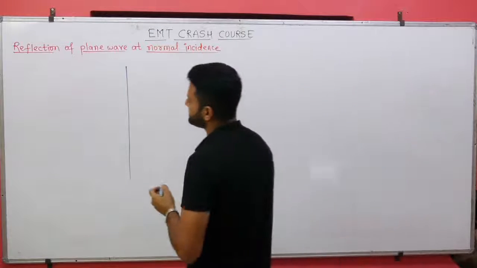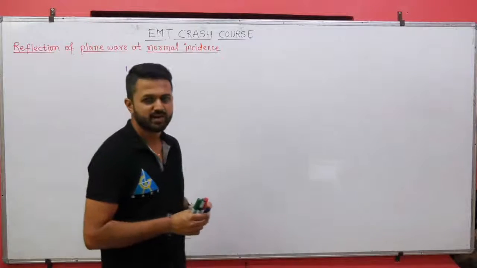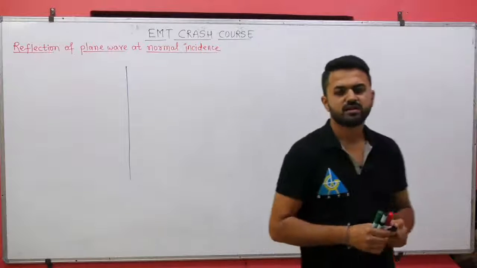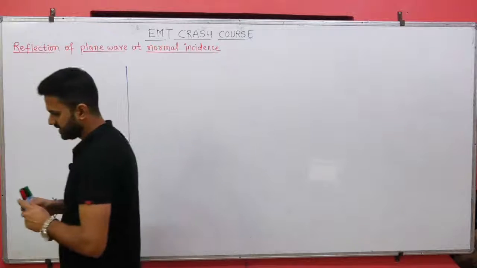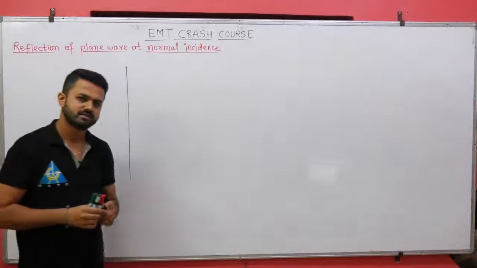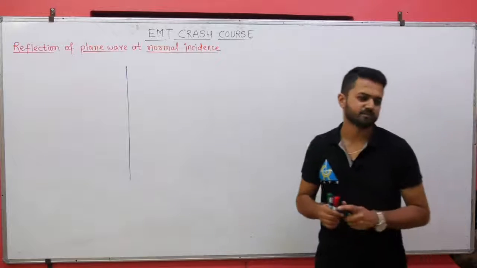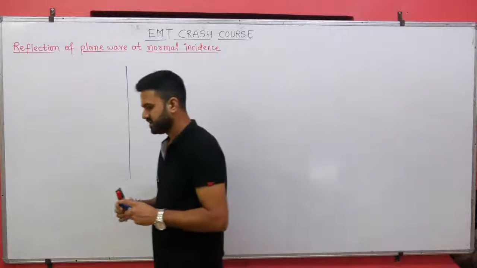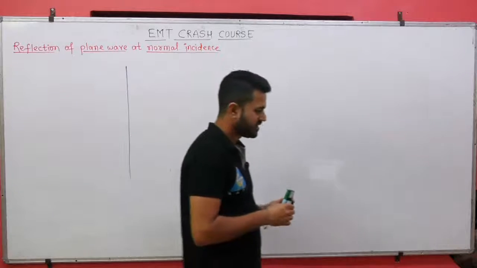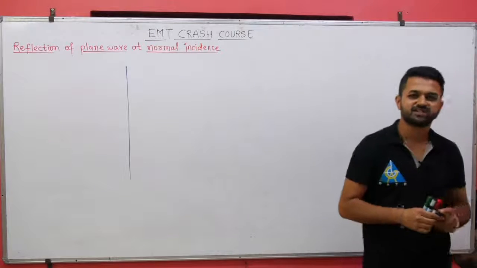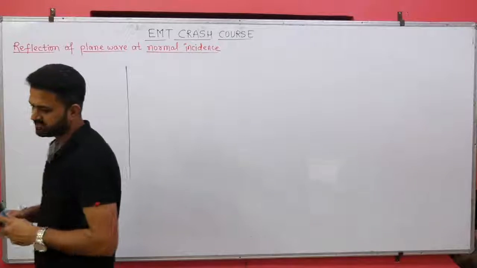The normal incidence means that whenever a wave is traveling from one medium to another, because of the change in the characteristics of the medium, like sigma, mu and epsilon, some portion of the wave gets reflected and some portion of the wave gets transmitted. So in such cases, we have to calculate how much portion of the incident wave is actually reflected and how much of the incident wave is transmitted.